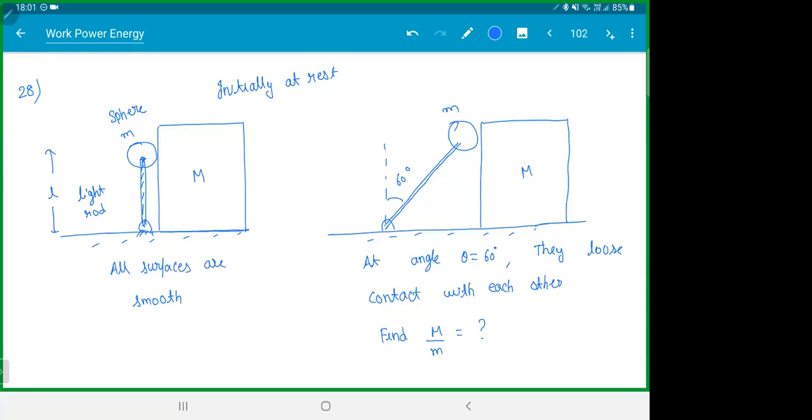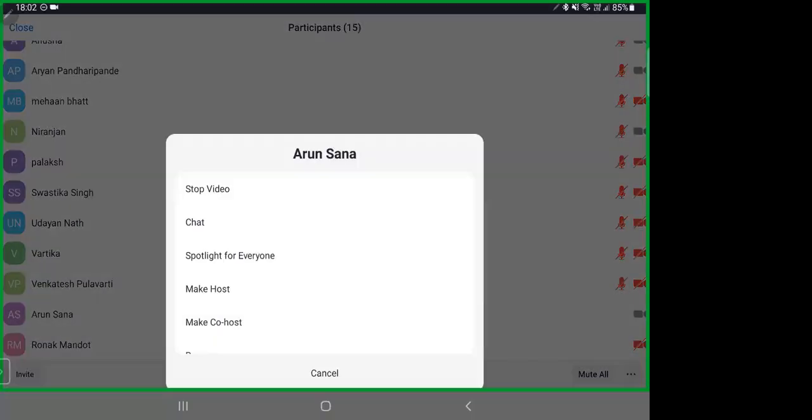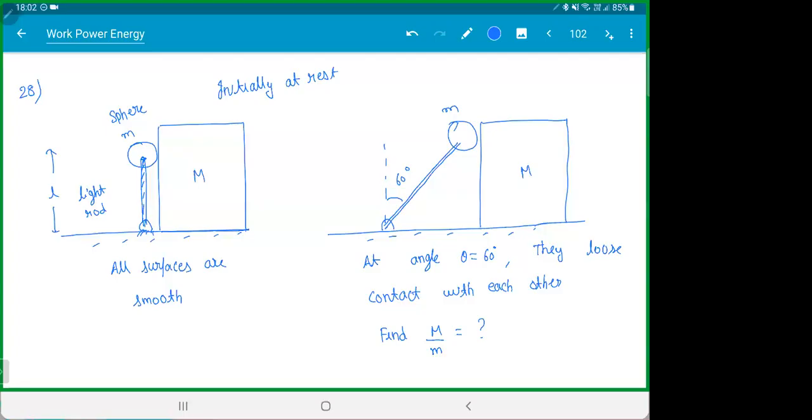Now, Anusha, what answer did you get? Anika, Aryan, Abhinav, Niranjan, answers. Anyone got an answer? Anusha, no answer. Vastika, yeah. Abhinav, Aryan, Mehan, Yasha, answers. Ronak, Venkatesh, got something.